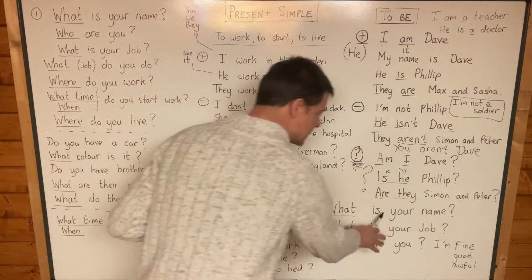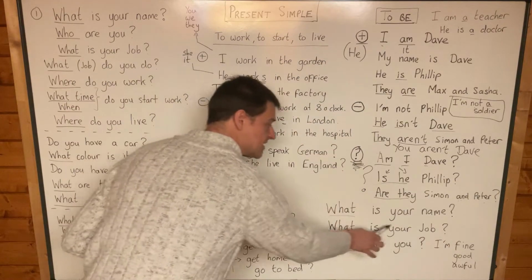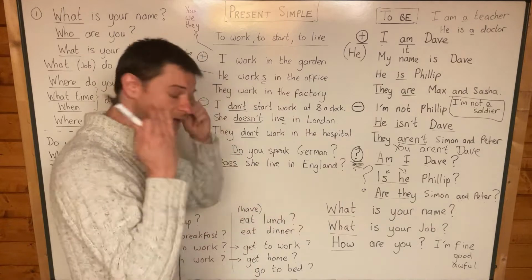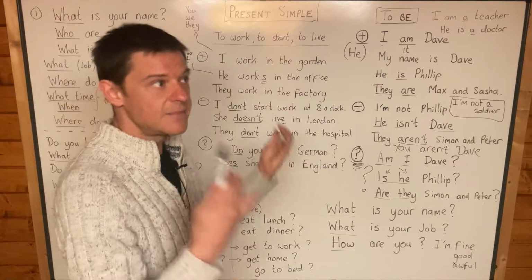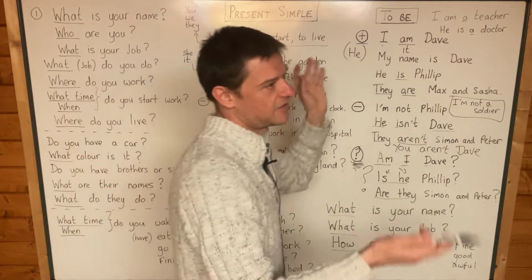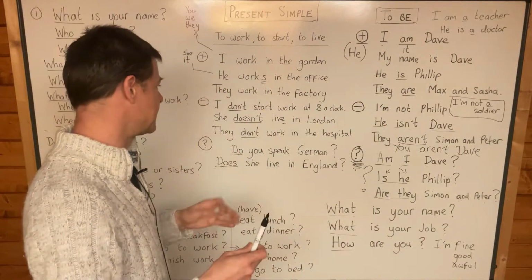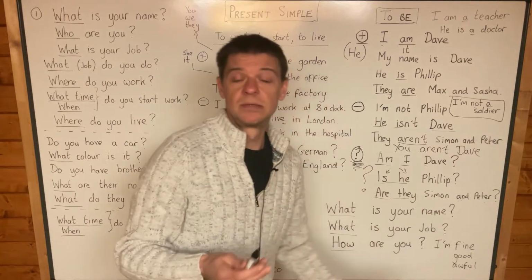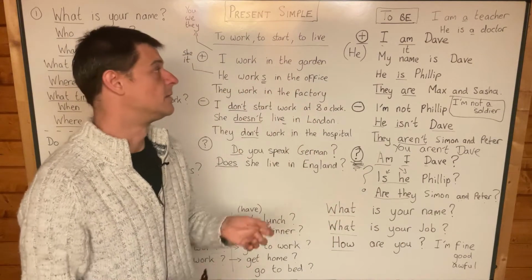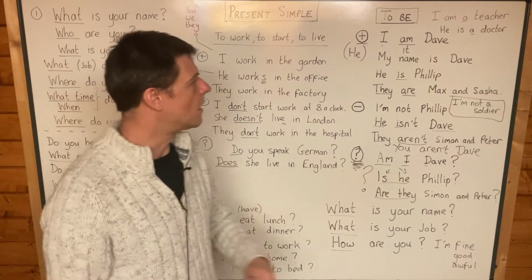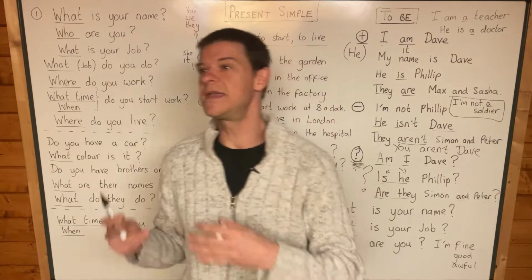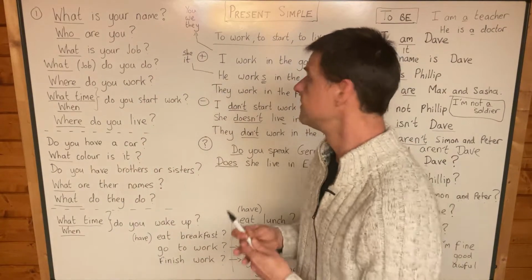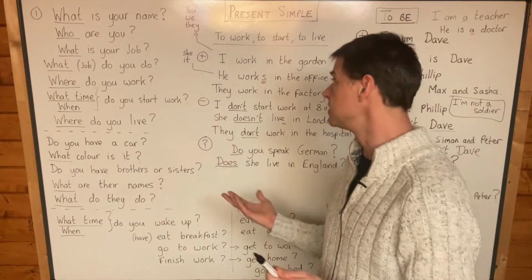Okay, so what is your name and what is your job? Think and say, my name is maybe Max, maybe Philip, maybe Sarah, maybe Michelle. And what is your job? Maybe you are a builder, maybe you are a doctor, maybe you are a nurse, maybe you are a student.